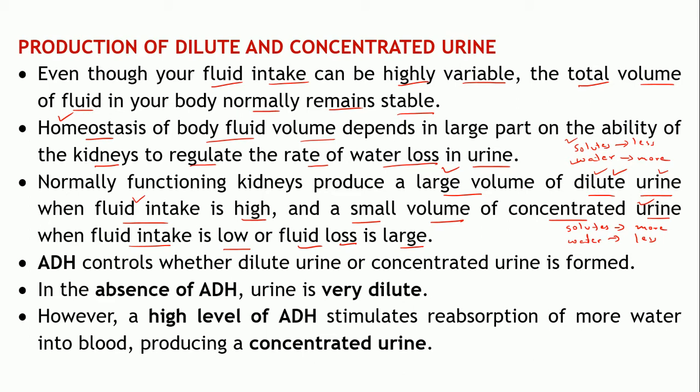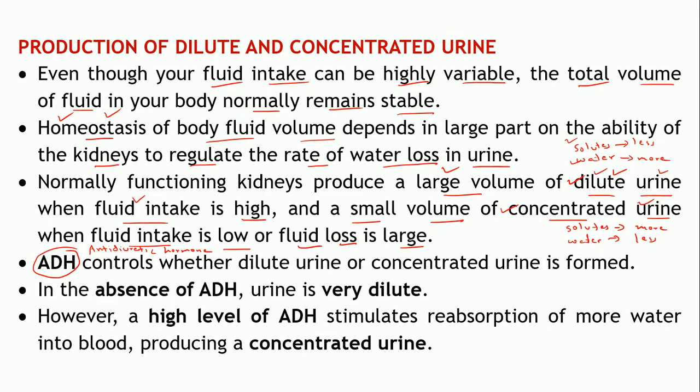Now what makes this possible? What makes the formation of dilute or concentrated urine possible? Why is it produced, depending upon the situation? How does it help in maintaining the homeostasis? What makes it possible is mainly this particular hormone ADH. Now ADH is the hormone which is secreted by the posterior pituitary gland. It is anti-diuretic hormone, right? Okay, so we have seen how this ADH plays a role in renal physiology.